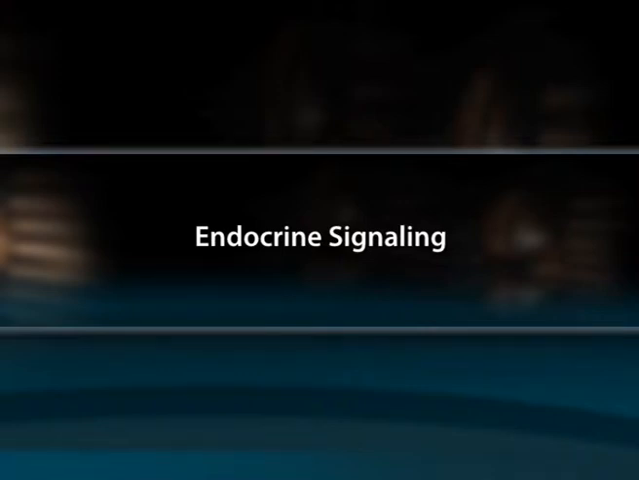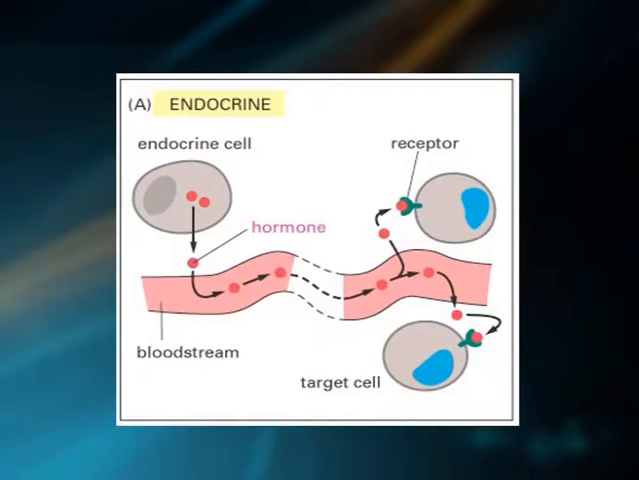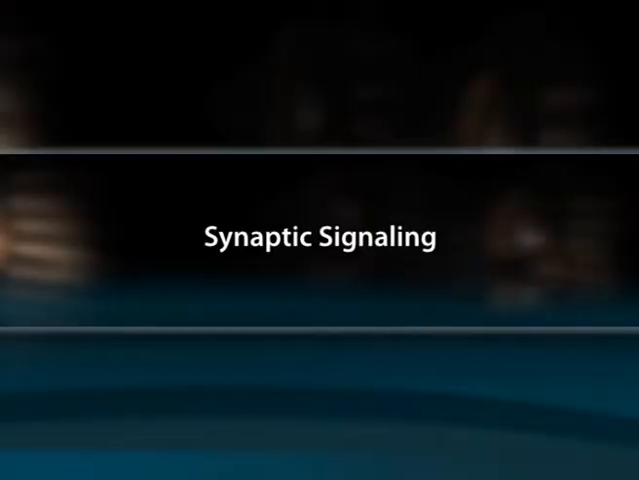Endocrine signaling. If a released signal molecule remains in the extracellular fluid, it may enter the organism's circulatory system and travel widely throughout the body. These longer lived signal molecules, which may affect cells very distant from the releasing cell, are called hormones, and this type of intercellular communication is known as endocrine signaling.